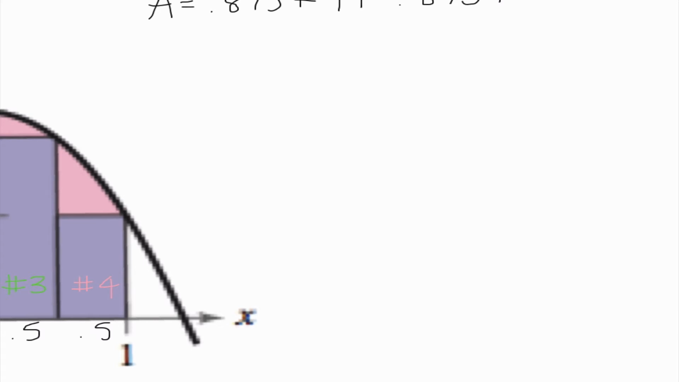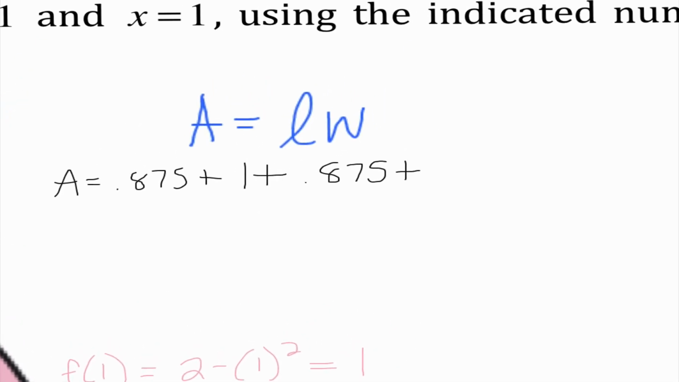Lastly, I have this last rectangle, rectangle number 4, and this is the point which is actually at 1. So I'm going to do f of 1. So 2 minus 1 squared gives us 1 as the height. So the area would be 1 times 0.5, which is 0.5. So I'm going to go ahead and move up here, and I'm going to add on 0.5. There we go.